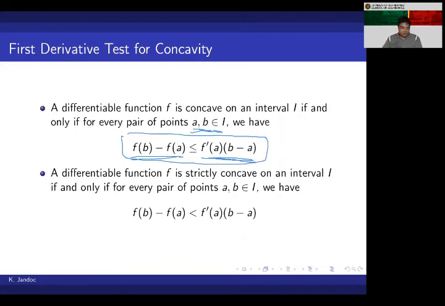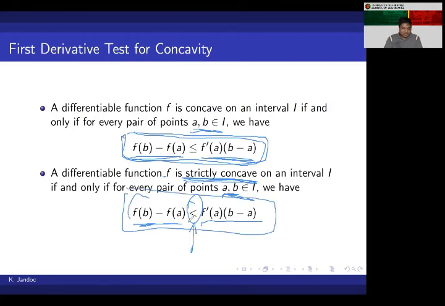On the other hand, a differentiable function f is strictly concave on an interval I if and only if we pick two points A and B on that interval, and we have that f of b minus f of a is now strictly less than f prime a times b minus a. If it's concave, it can be equal, but if it's strictly concave, this expression is always less than f prime a times b minus a. Great.